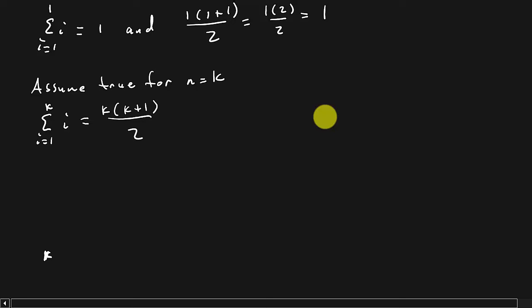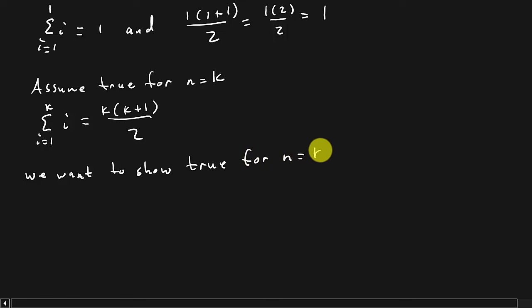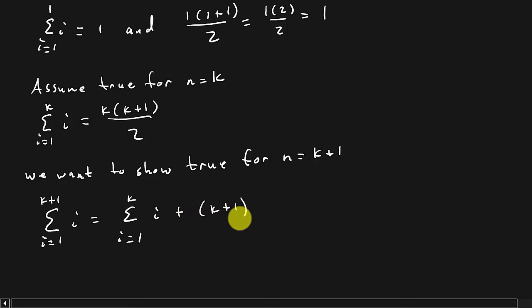And then we want to show it's true for n equals k plus 1. So we have the sum from i equals 1 to k plus 1 of i is equal to, well, that's the sum from i equals 1 to k of i plus k plus 1.